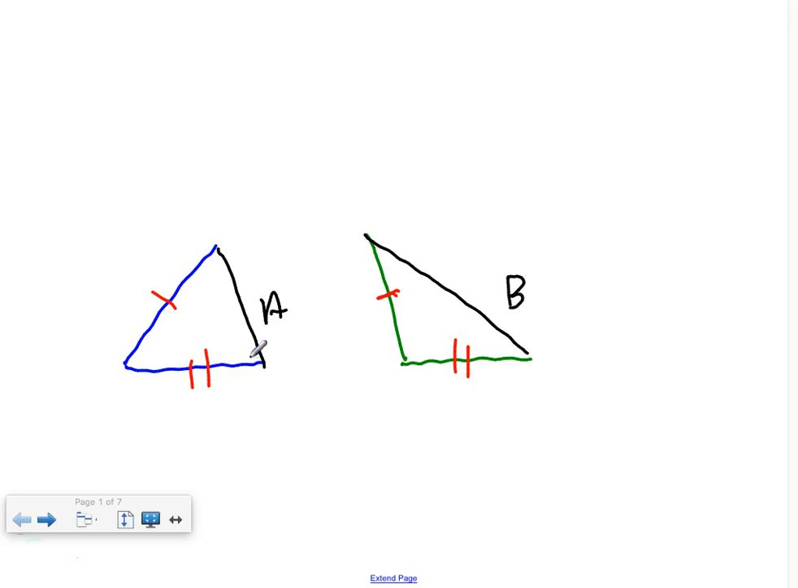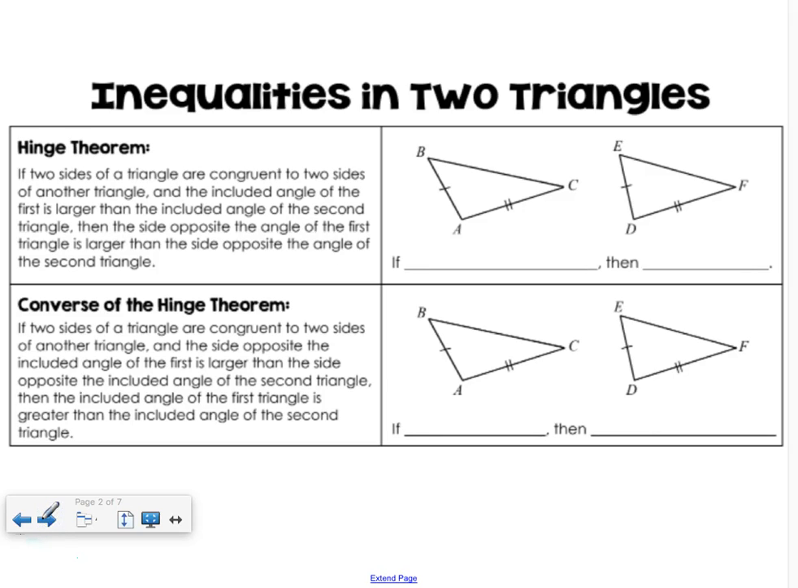So that's all we're doing today. We can make a comparison based on this information here. If we have two sides the same, and we know these angle measures, we can make a comparison on that third side. Okay, that's the hinge theorem. So let's write that down in our notes. If you want to read those paragraphs, you can, but all it says is what we just talked about. If you have two equal legs on two triangles, then we can make a comparison based on the included angle.